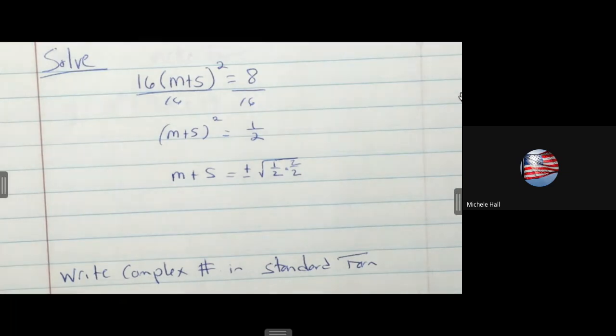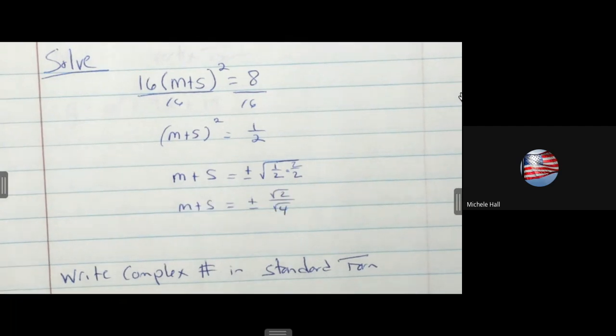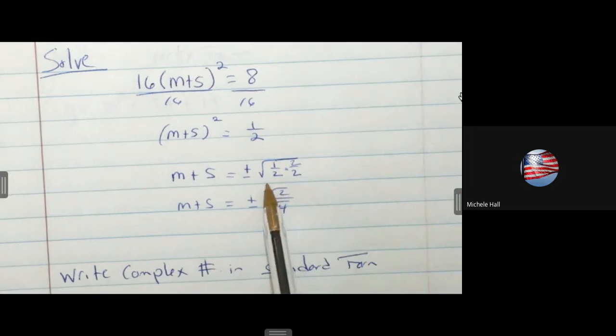Now I have the square root of 2 over the square root of 4. And that square root of 4 is going to be a perfect square. Everybody does things a little bit differently, so you may not have thought about it at this point, but every time I see a square root, before I go any further, I'm like, you know what? I'm just going to do it right then and there.